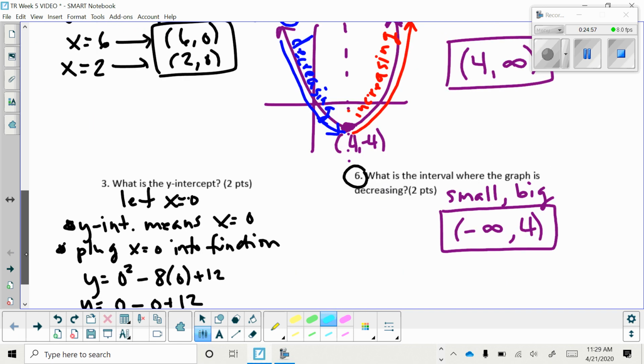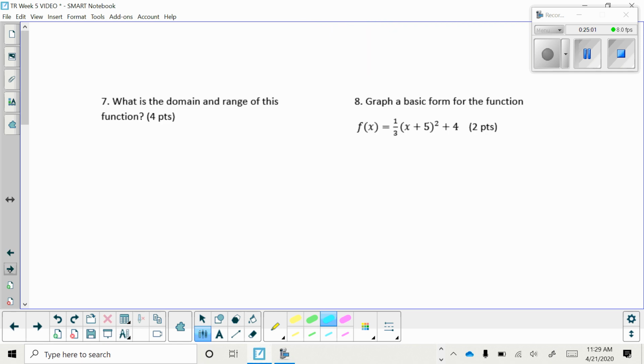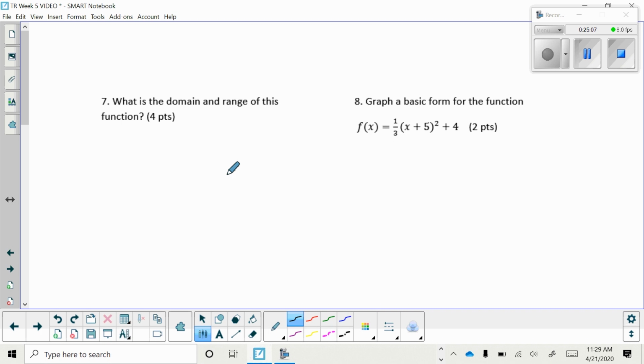All right, so we are almost done. So let's go to the back. What is the domain and range of this function? So let me give you the picture again. It basically looks like this.